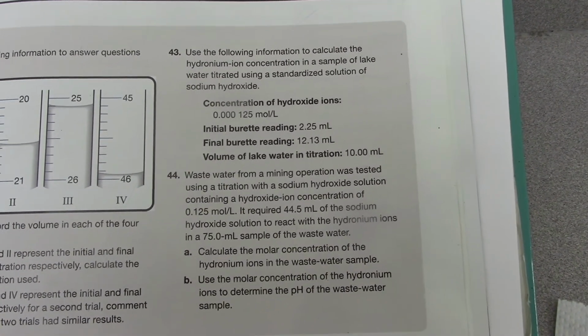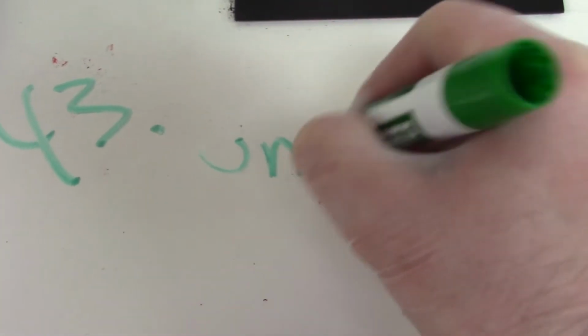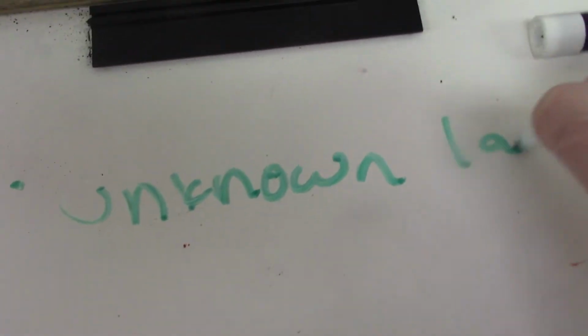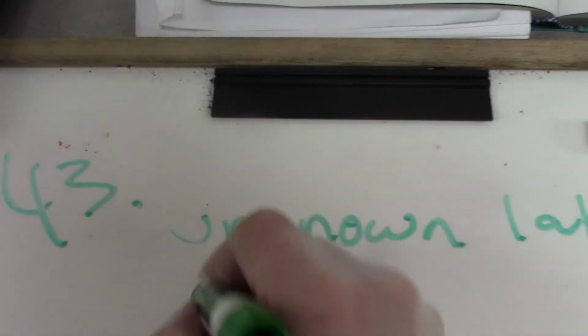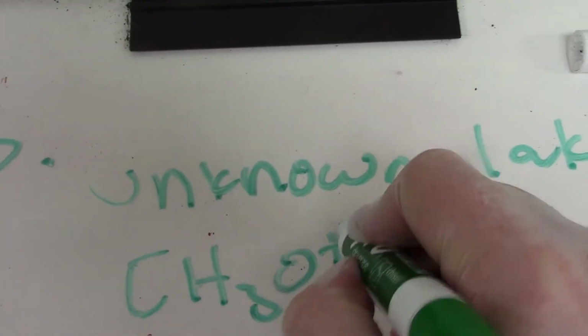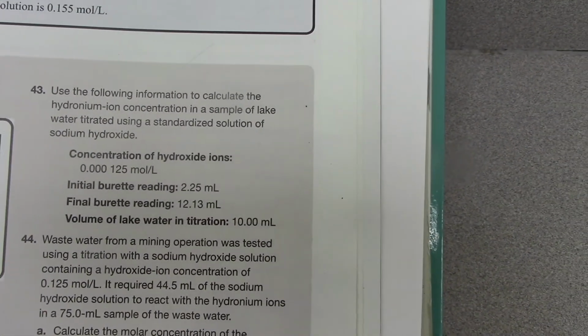So you can see the concentration of the hydroxide ions. What we're trying to find is the unknown lake water H3O+ concentration, so acid concentration. We don't know what it is. Calculate the hydronium ion concentration.